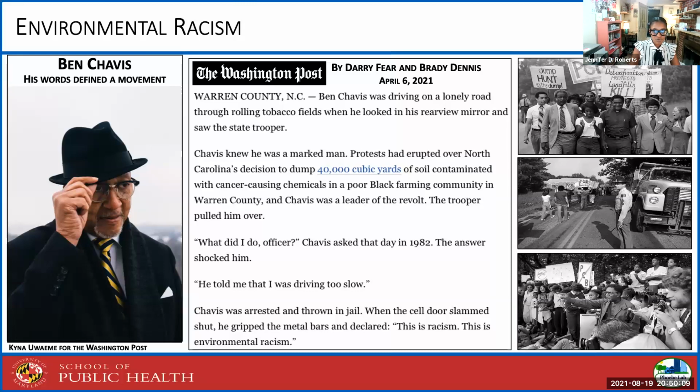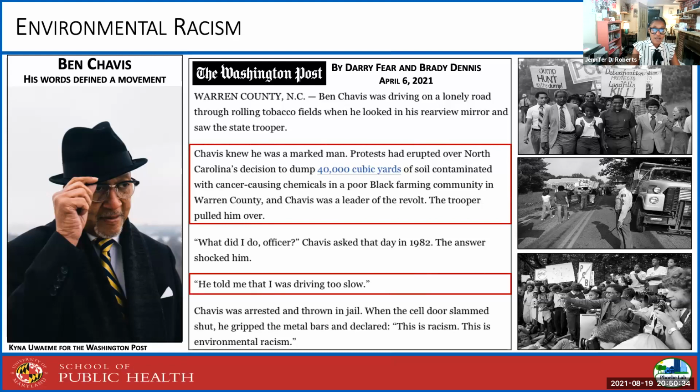And while the disposal of this carcinogen PCB laced soil ostensibly provides the meaning to environmental racism in this particular situation, racism in other forms were also revealed during this weeks-long protest. So for example, Ben Chavis stated that he was a marked man because he was the leader of this revolt. And he said when he was on his way to bail out some protesters who had been arrested, he was stopped by a state trooper for driving too slow. And then he was subsequently arrested and thrown in jail.